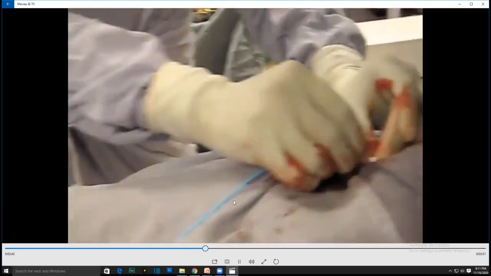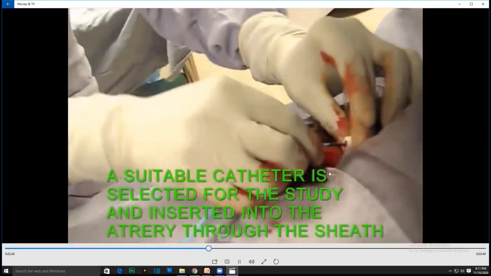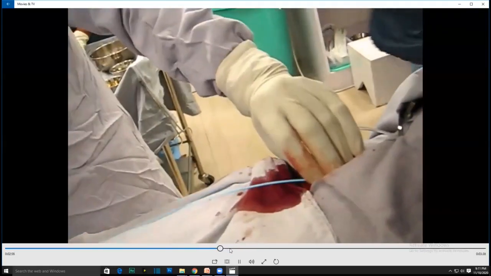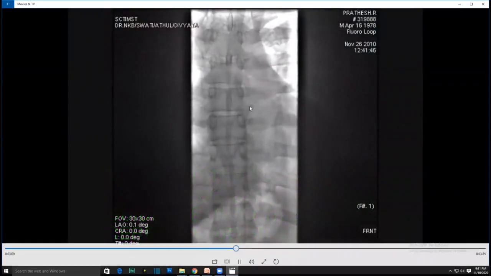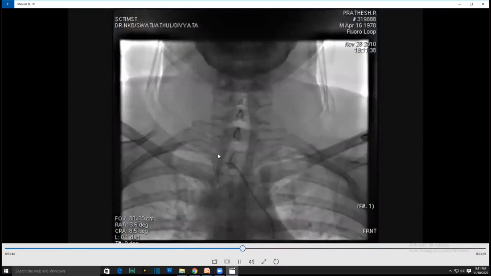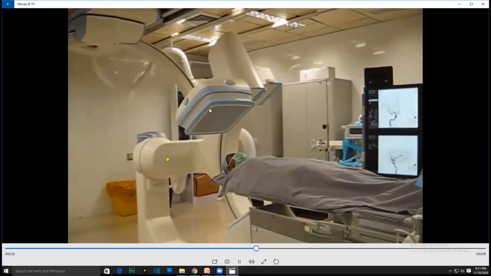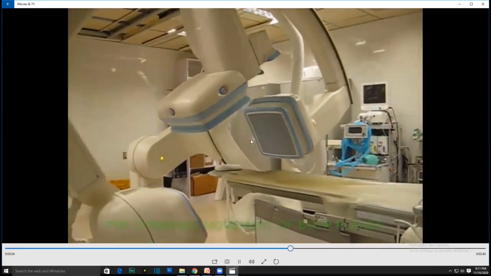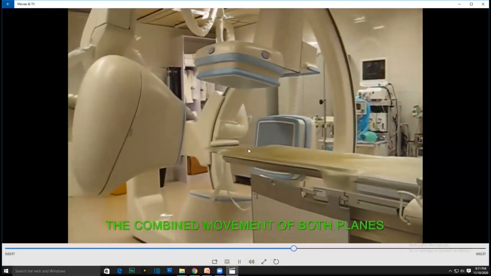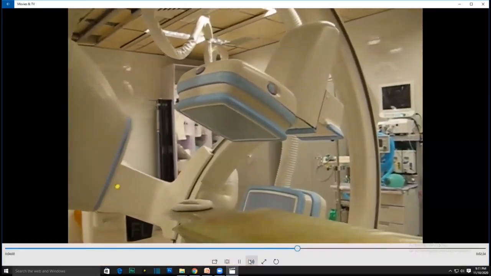Then a proper catheter is selected for the study and introduced into the sheath. Then with fluoro guidance, the catheter is guided through the aorta. We are going to do a cerebral angiogram, and it is taken through the aortic arch into the great vessels. This is the right carotid artery. We'll inject, and different angulations are made and injections are taken. This is the biplane mode. So both the planes are rotating.